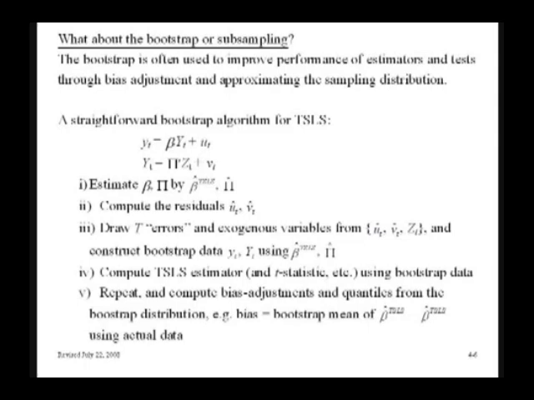Bootstrapping. I'm going to spend just a short time on this. Bootstrapping and subsampling. So just to be concrete, here's a bootstrapping algorithm. You estimate beta by two-stage least squares, and you estimate pi just by the first stage OLS. And then you take the residuals, u hat and v hat.